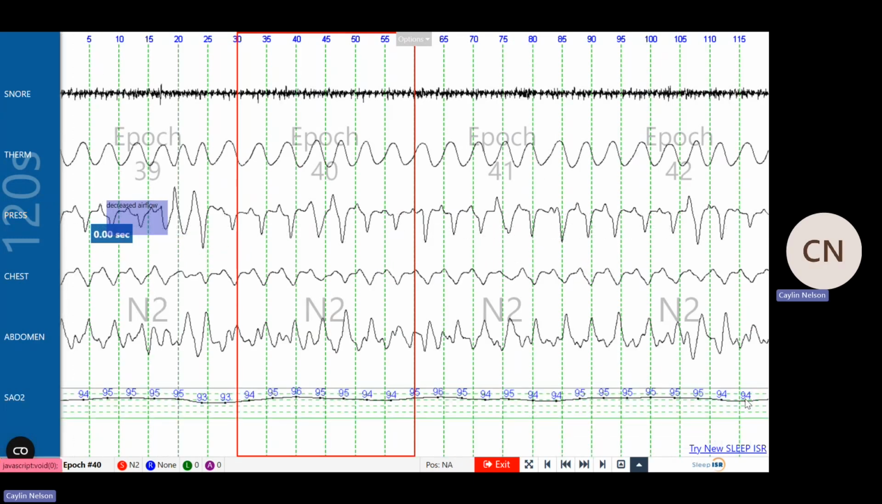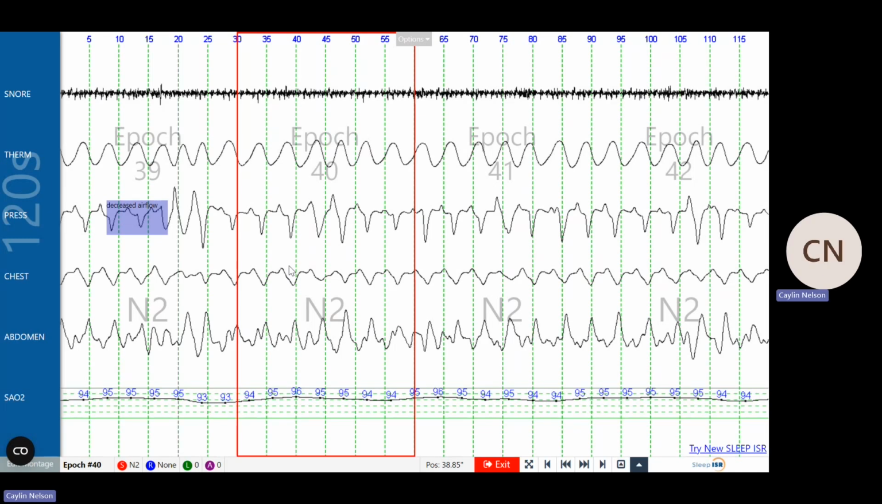So we have that decreased airflow in that first few seconds there. We already determined that after that decreased airflow, there wasn't any significant oxygen desaturation. So at that point, we'll move on. So honestly, you can actually look ahead when it comes to determining if you have any hypopneas by checking out the oxygen channel first.